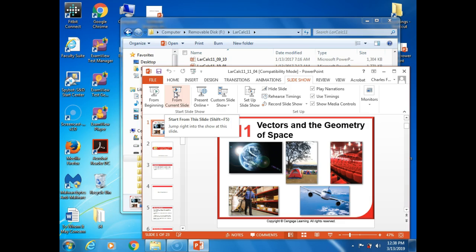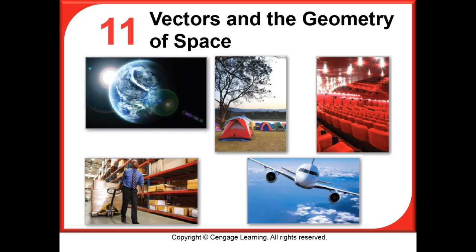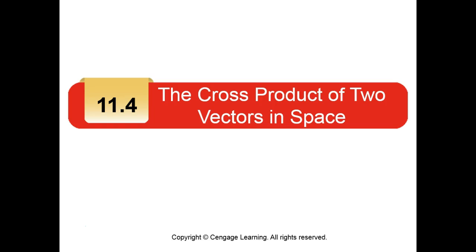Calculus 3. So here we go. Chapter 11 has been Vectors in the Geometry of Space, and we're starting 11.4 today, the cross product of two vectors in space.